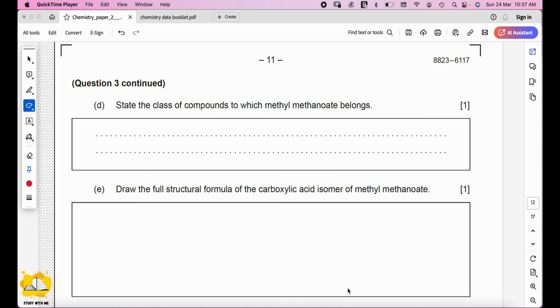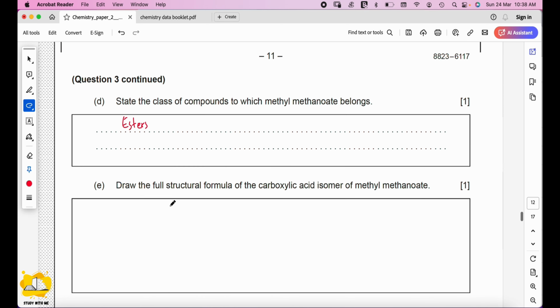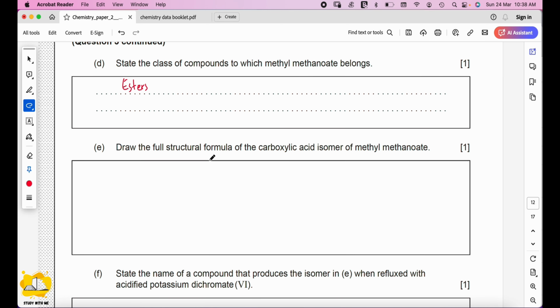State the class of compounds to which methyl methanoate belongs. Methyl methanoate belongs to esters. Draw the full structural formula of the carboxylic acid isomer of methyl methanoate. So we can draw the structure of methyl methanoate as an isomer of carboxylic acid. Okay, so this will be methyl and this will be methanoate.